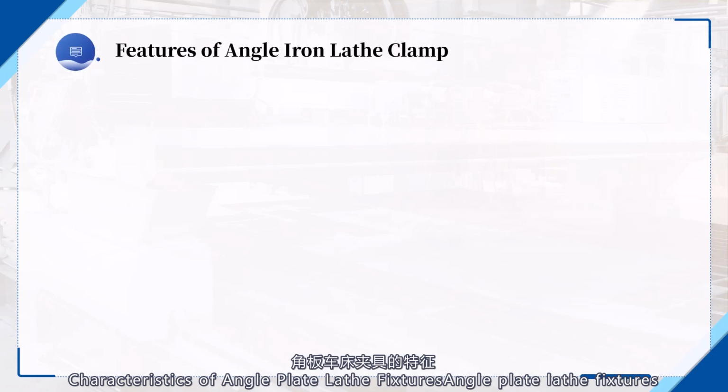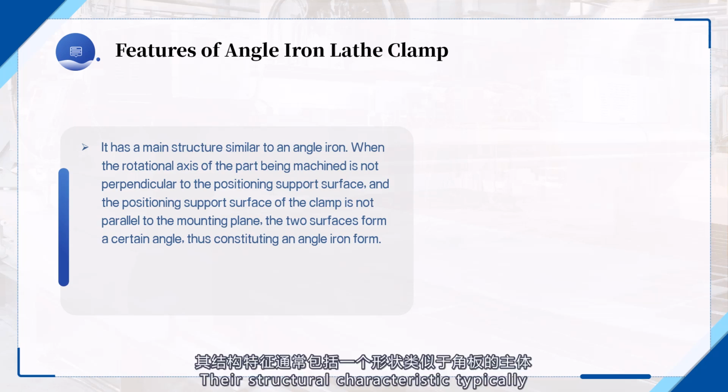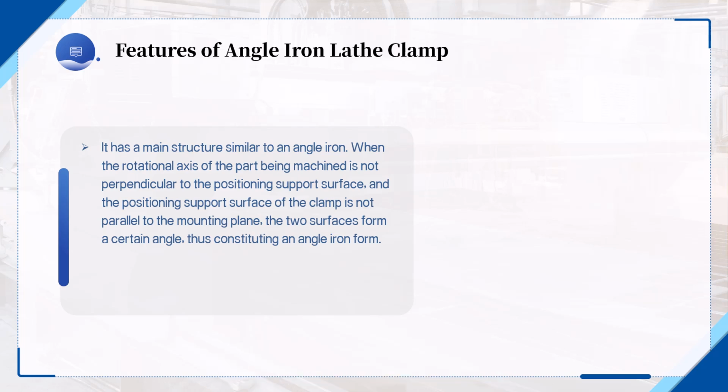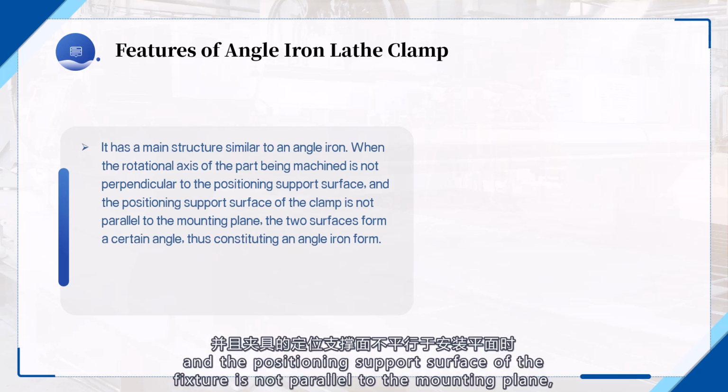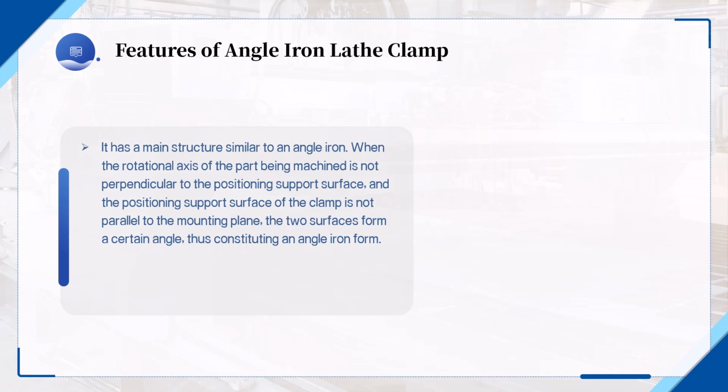Characteristics of angle plate lathe fixtures. Angle plate lathe fixtures are a common and important type of lathe fixture. Their structural characteristic typically includes a main body shaped like an angle plate. When the rotational axis of the part being machined is not perpendicular to the positioning support surface, and the positioning support surface of the fixture is not parallel to the mounting plane, the two surfaces form a certain angle, thus creating an angle plate form.